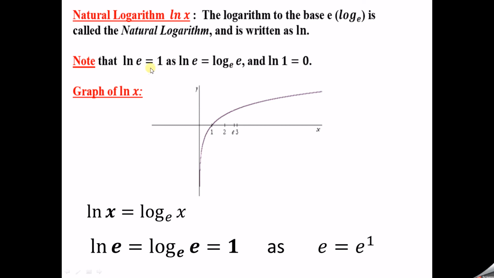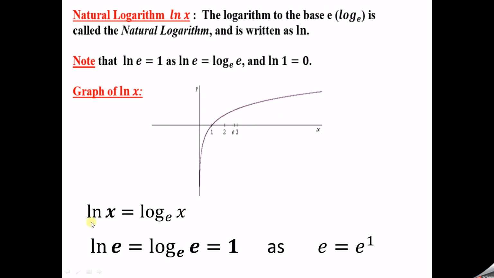So here ln e is always 1, because ln e means the logarithm of e to the base e, because ln means only that the base is e. So ln e is equal to the logarithm of e to the base e. And we know the logarithm of any number to the same base is always 1. So this log e to the base e is 1. Therefore ln e is equal to 1. Also ln 1 is 0, because we know the logarithm of 1 to any base is 0. So to the base e it is also 0.